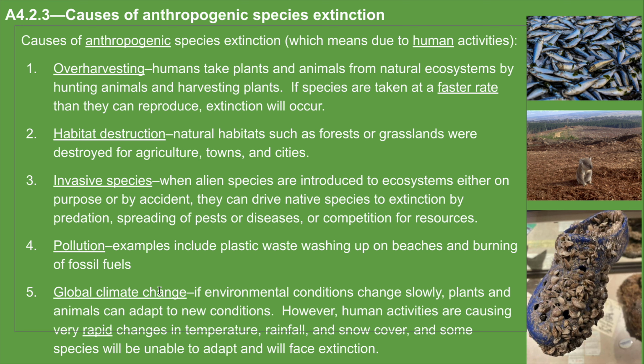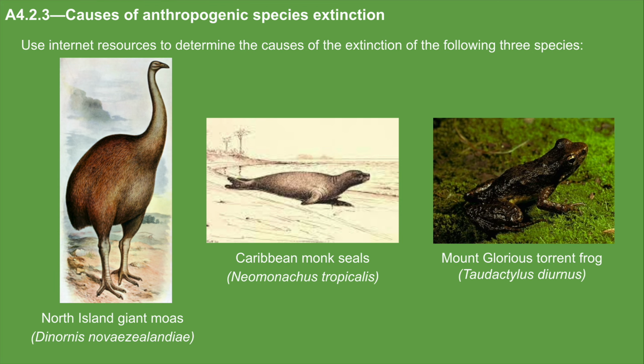However, human activities are causing very rapid changes in temperature, rainfall, and snow cover, and some species will be unable to adapt and will face extinction. Here we have three specific examples of species that have gone extinct for human-caused anthropogenic reasons. You should use internet resources to look up each of these organisms and find out what is its story and what is it that humans wanted from those organisms and why did they go extinct because of human activities.